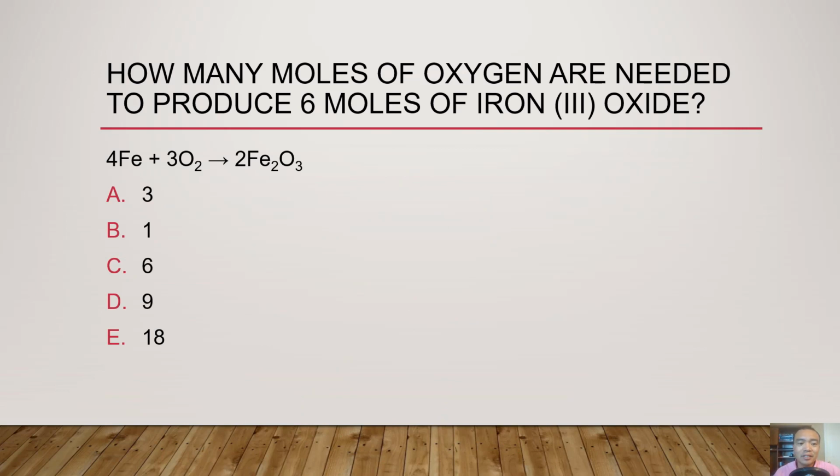Let's look at another example. In this example, we are asked how many moles of oxygen are needed to produce 6 moles of iron 3 oxide, which is Fe2O3. So when we look at the question, what is given? We're given a certain number of moles. We want to find out how many moles.